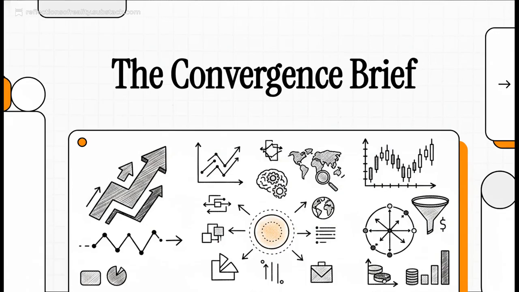Let's jump right into this explainer for May 15th, 2026. Today, we're unpacking a really fascinating piece of work, the Convergence Brief. We're going to see how it brilliantly synthesizes macro probabilities with hard market data to give us a clear view of what's actually happening out there.